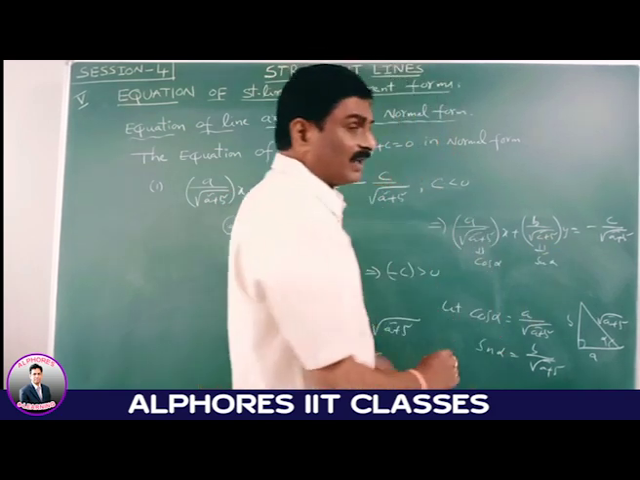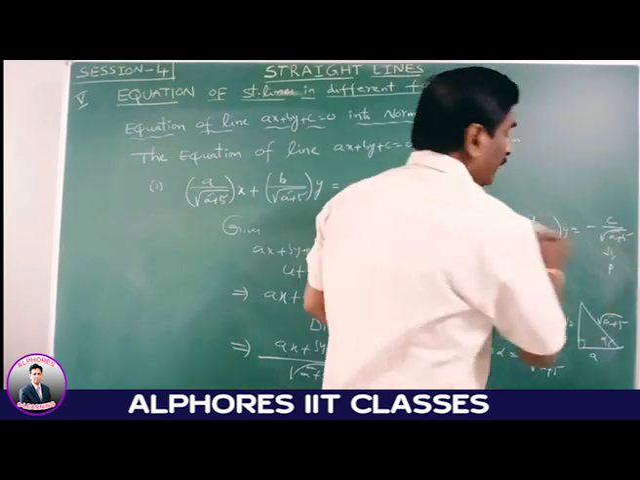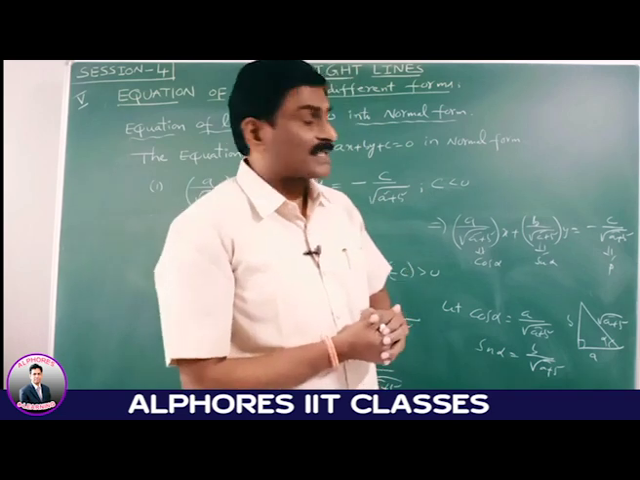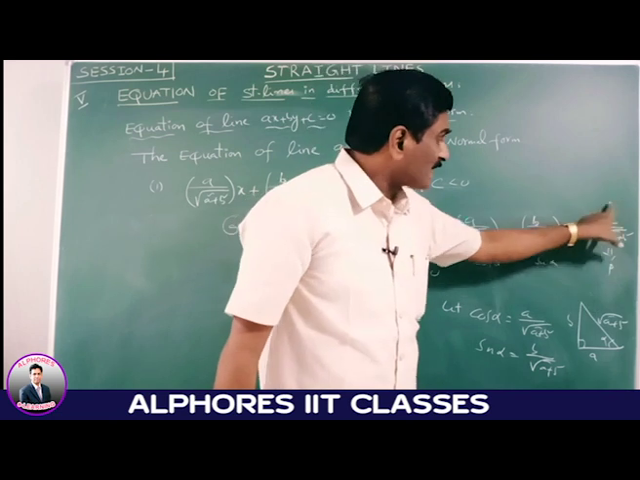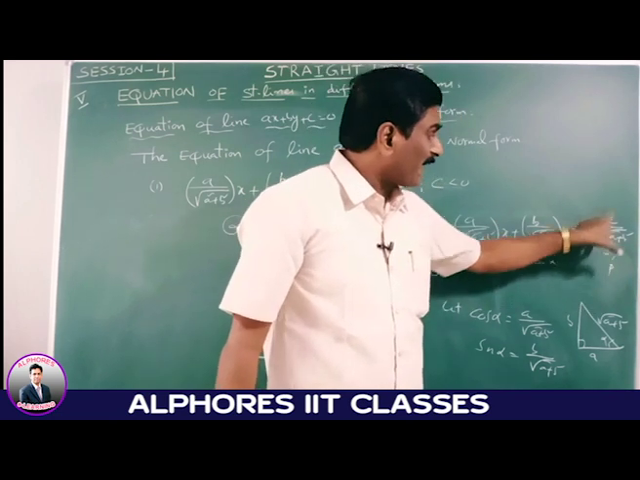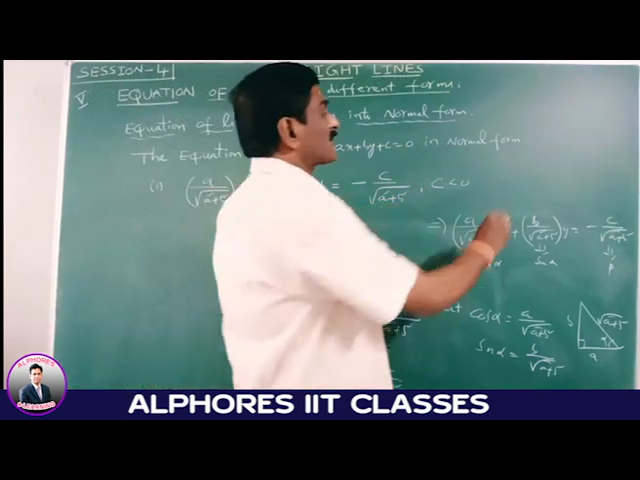Please observe this value. It is in the form of x cos alpha plus y sin alpha is equal to p. The normal form of the line is x cos alpha plus y sin alpha is equal to p. Here what is the p? P is the perpendicular distance from origin to the line. Here p is equal to minus c by root over a square plus b square, if c is less than 0.